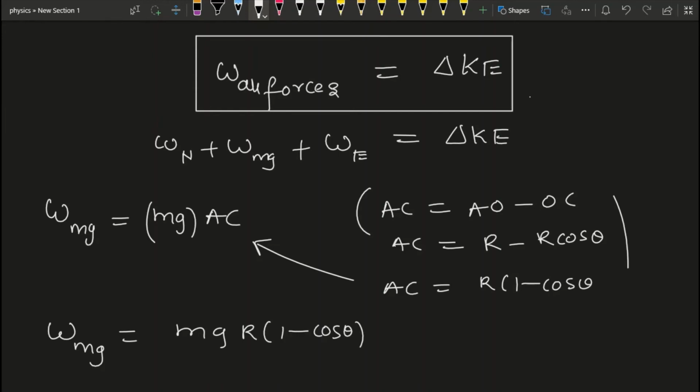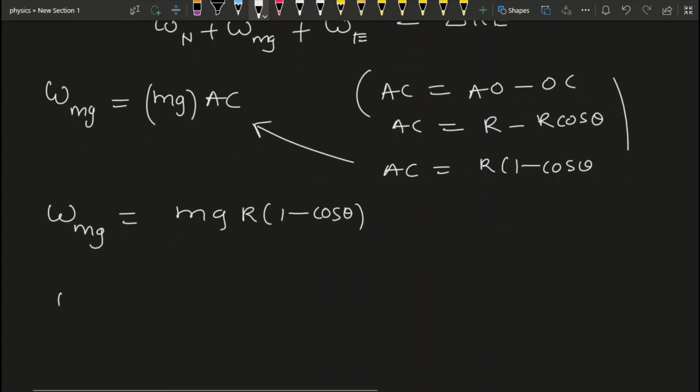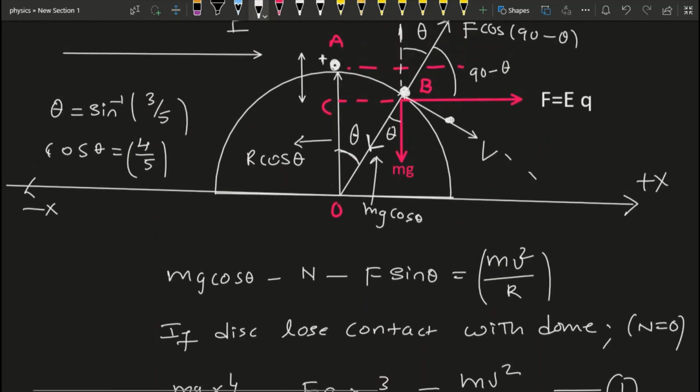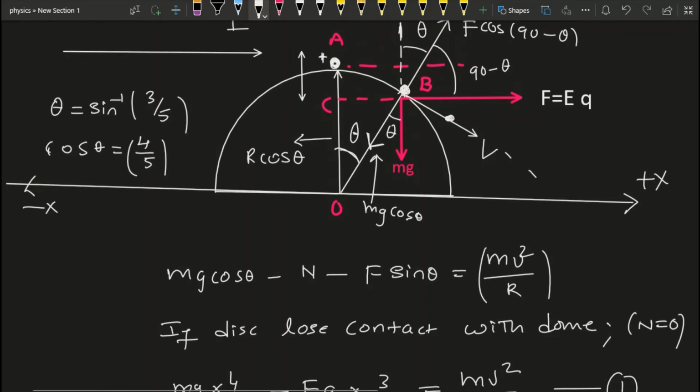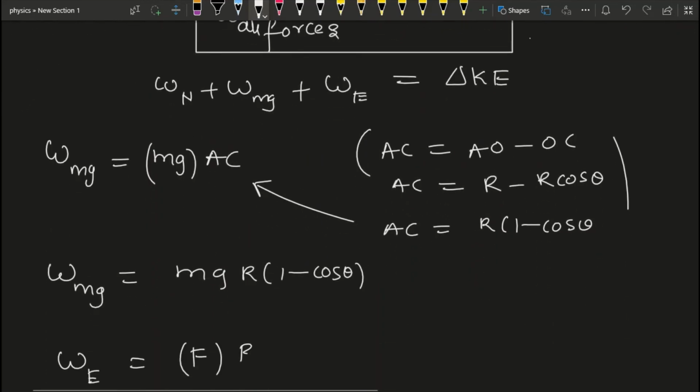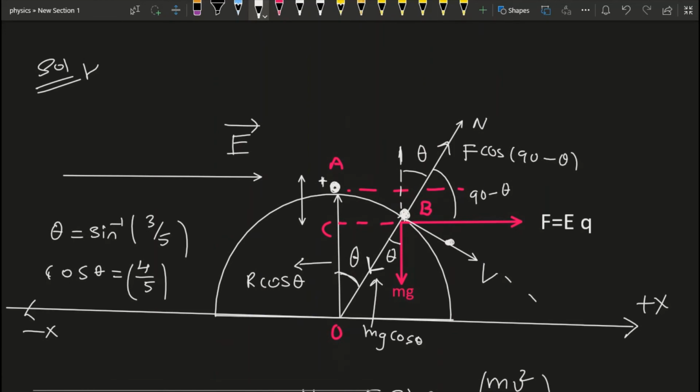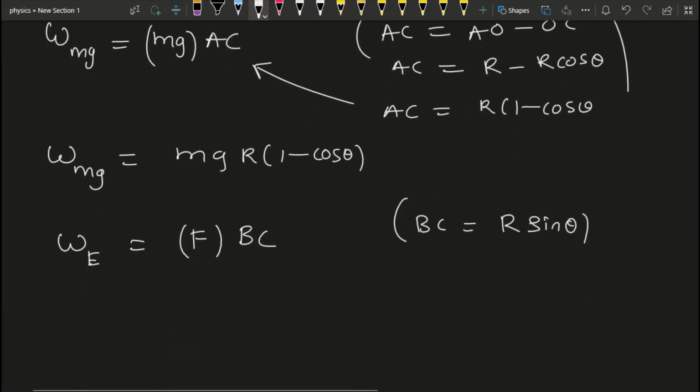And work done by electrostatic force can also be calculated. Work done by electrostatic force is equal to the electrostatic force F into the displacement in the direction of electrostatic force, that is BC. So BC is the displacement. But what is the value of BC? The BC value is R sin theta. Just by observing the triangle we can say the BC value is R sin theta. Now we can plug it here, and F is equal to EQ, BC is equal to R sin theta. So this is the work done by electrostatic force.